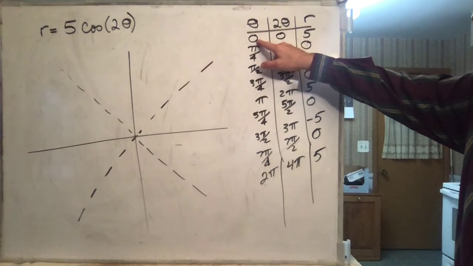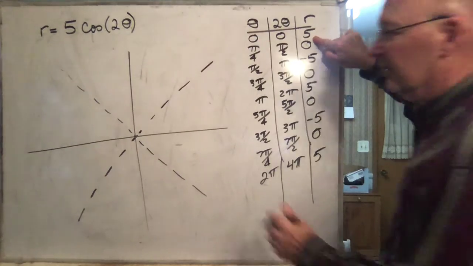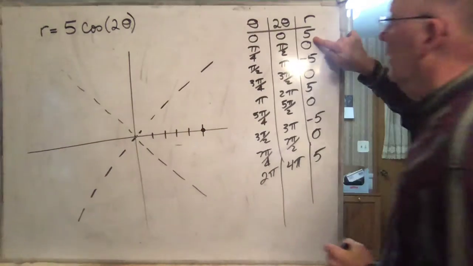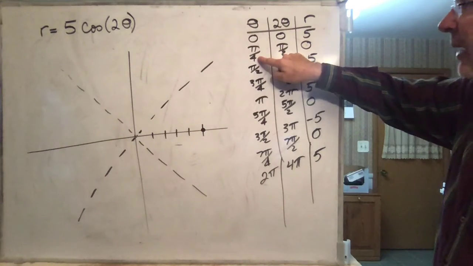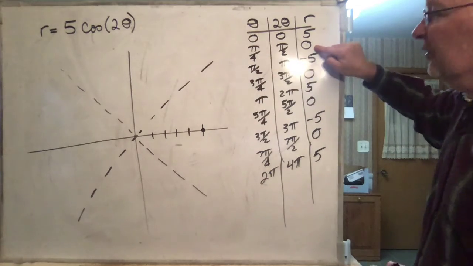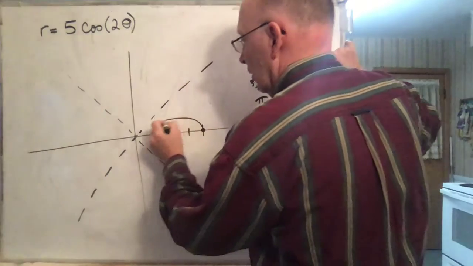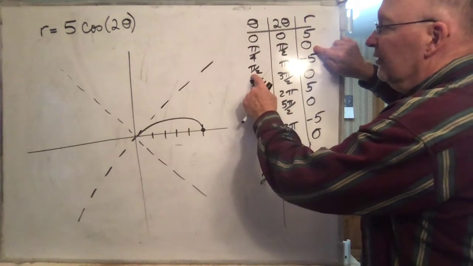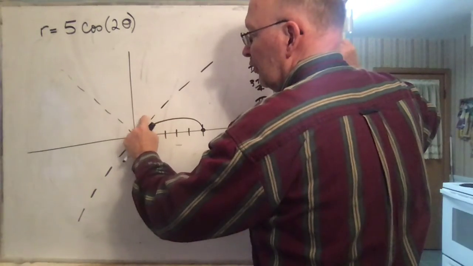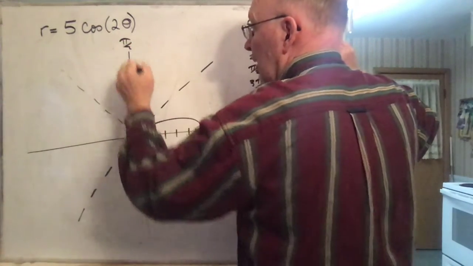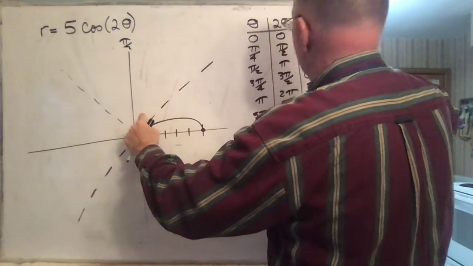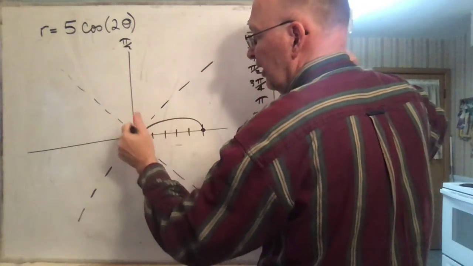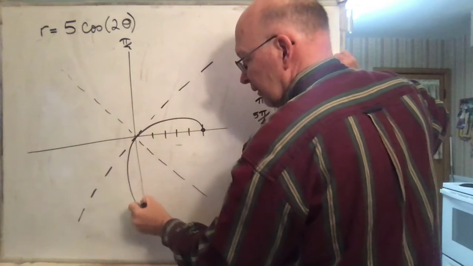So what happens? When the angle is 0, the radius starts at 5. 1, 2, 3, 4, 5, right there. By the time the angle gets to pi over 4, which is right here, the radius goes to 0. By the time the angle gets to pi over 2, here's pi over 2 right here, the radius goes to -5. Okay, if it went to +5, you just go straight up there, but it's going to -5, which means I go down here instead.